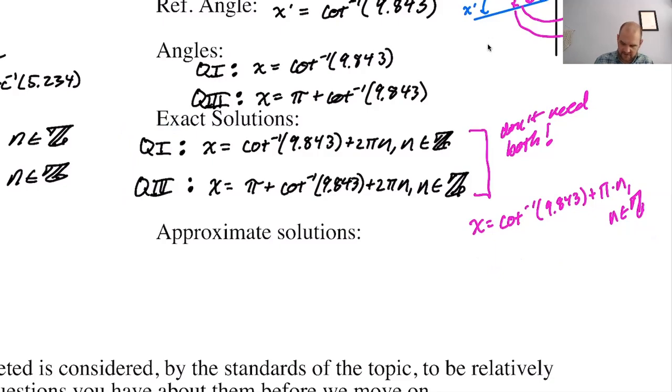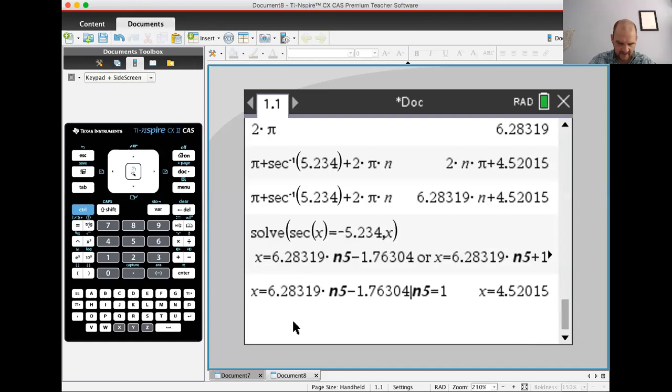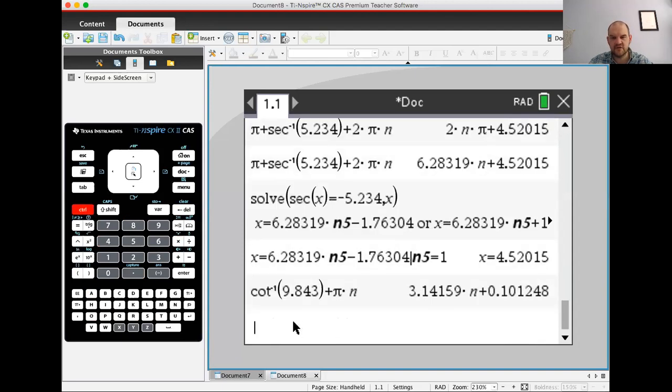So approximate solutions, we need a calculator. So I'm going to go to the calculator. Hopefully it lets me come back. We had an issue last time where I was unable to return to the notes. So I'm going to do arc cotan of 9.843. And then I'm just going to do the plus pi times n one, control enter.